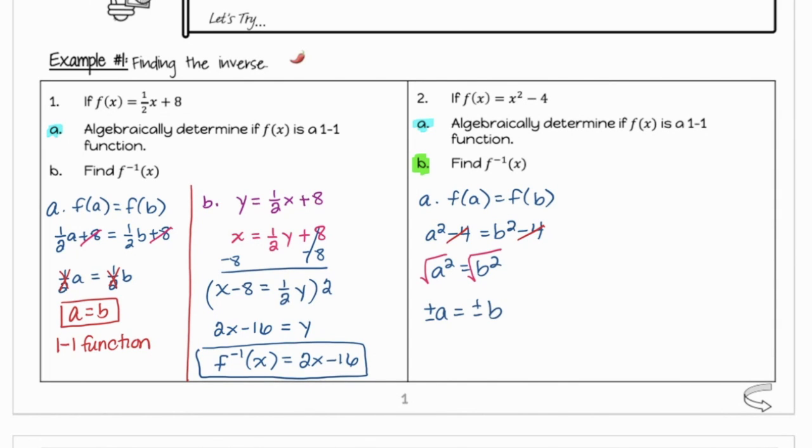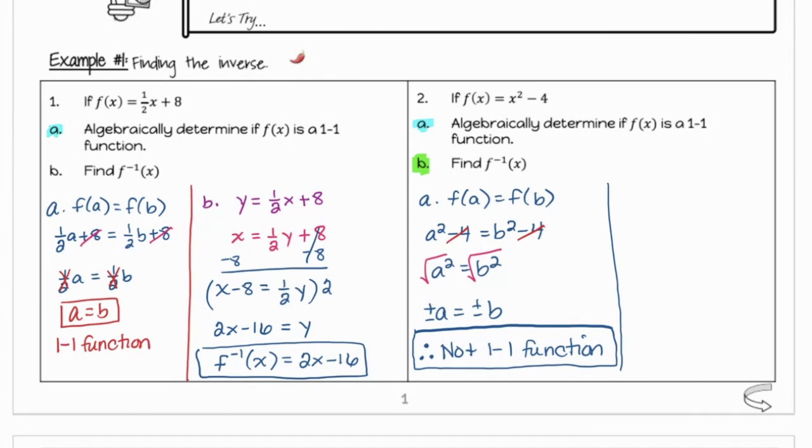And we end up at positive or negative a equals positive or negative b. We saw this case in our previous lesson, so we already know, therefore, a function that is not one-to-one. Since I have this case of it's not a one-to-one function for part B, what I have to say is that f inverse of x does not exist. We can actually make it exist, but we would have to restrict the domain. And at this point, we're not going to do that just yet.